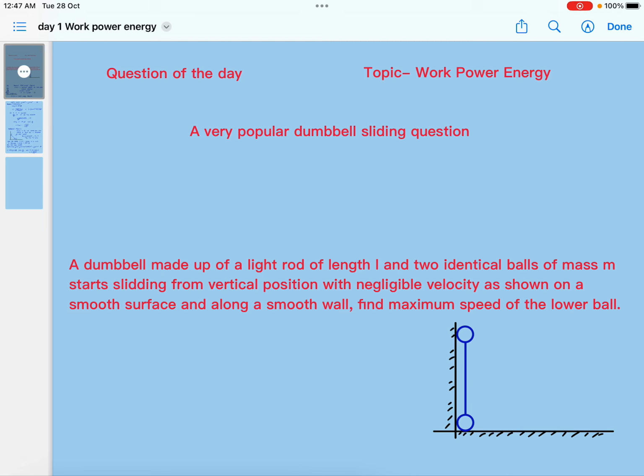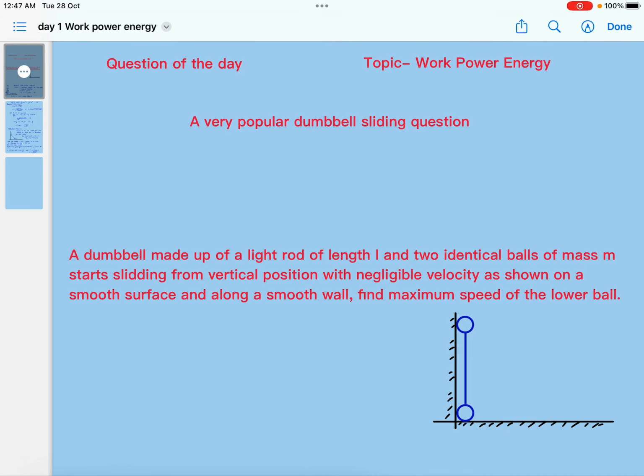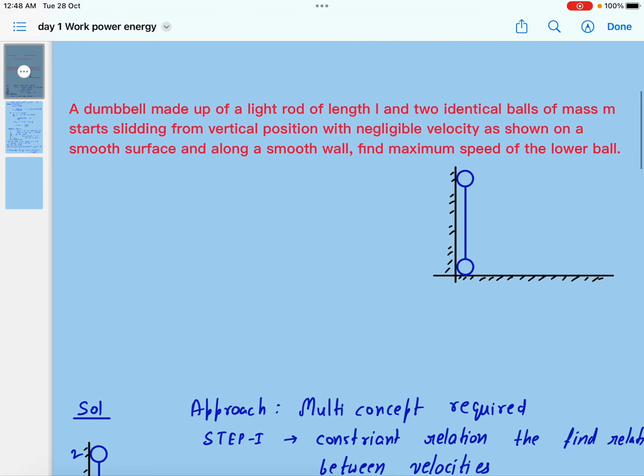I will solve this question by two methods. There are many methods present in different books, and I will solve this question by the two easiest methods. So pause this video for 2 minutes, try this question by yourself, and then we'll discuss the detailed solution.